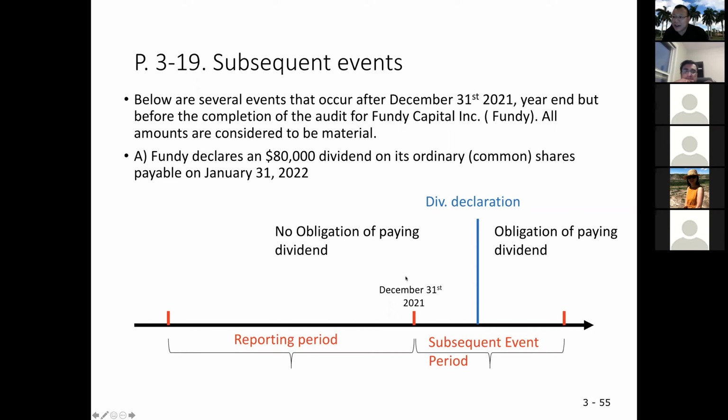The key point here is for recognition purpose, you only recognize up to cutoff date. So on December 31st, 2021, there's no obligation, so you should not recognize the liability there. But this information is important. You want to include it in the note disclosure. So no financial statement adjustment, but you need to disclose this information in the notes. Okay?